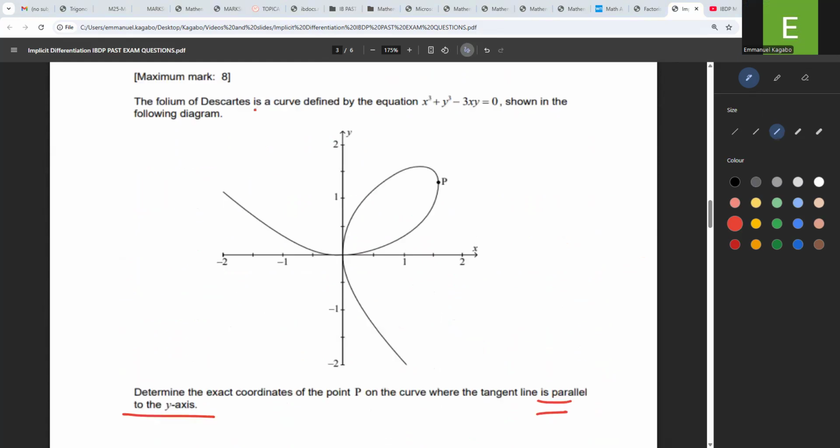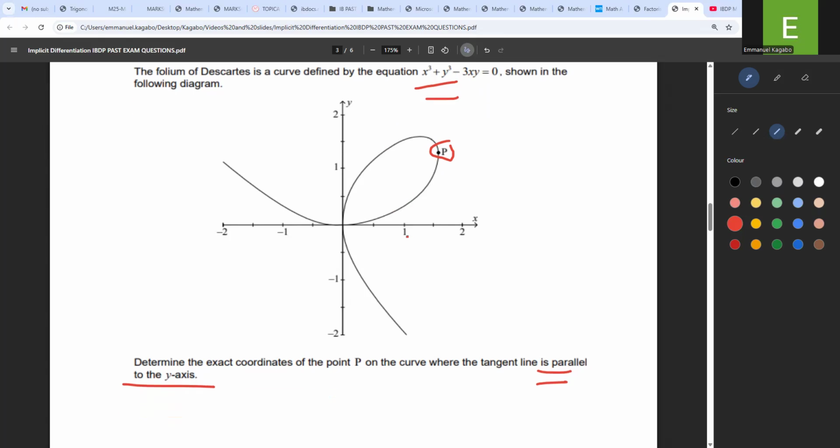Now, on this question, this is the equation given. I hope you are seeing that. x to the power 3 plus y to the power 3 minus 3xy equals 0, as shown on the diagram below. You have a point P here, and as you can see, the point P is on the right-hand side of your graph. So in other words, the point P is positive. That is one of the things you should be able to observe from minute 1.